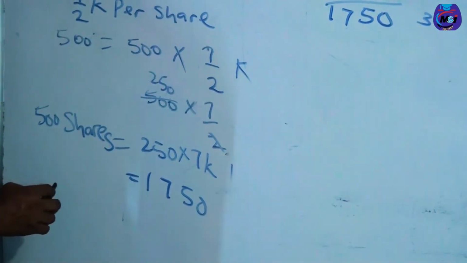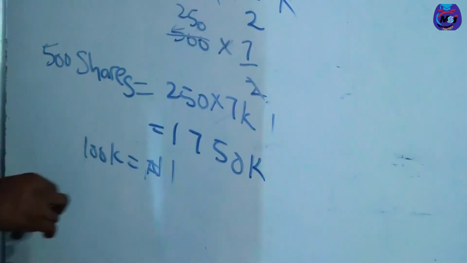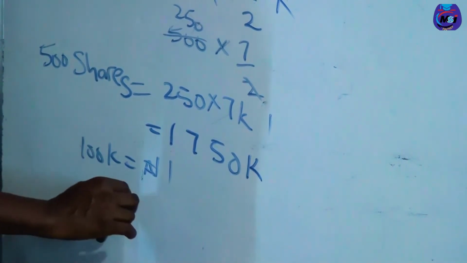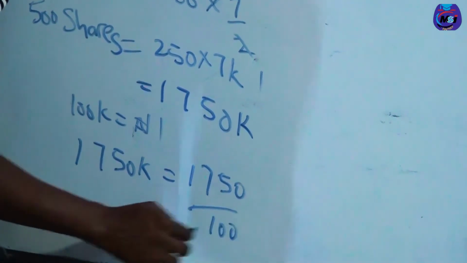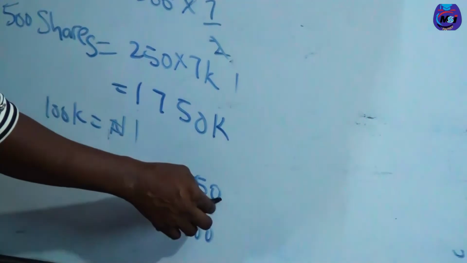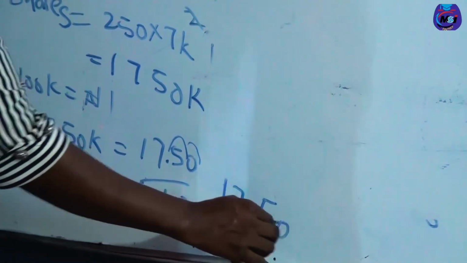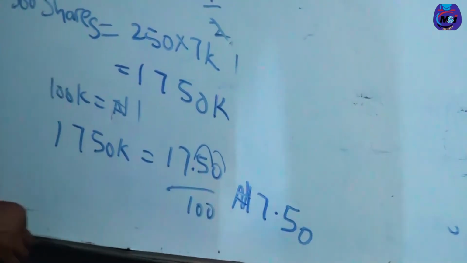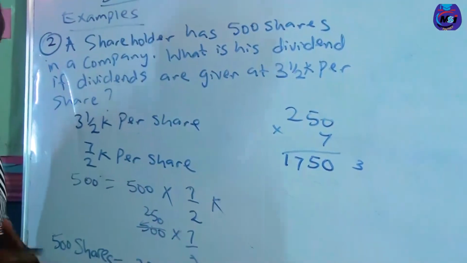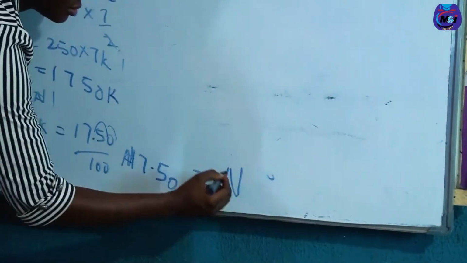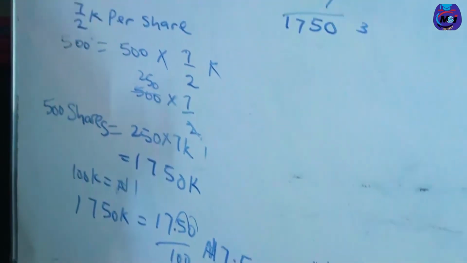1,750 kobo. Remember that 100 kobo is 1 naira. Therefore, 1,750 kobo would be equal to 1,750 divided by 100 to change it to naira. So I move twice. 1, 2. So I have 17.50 naira. That is 17 naira 50 kobo. So 17 naira 50 kobo will be my dividends. I hope you got that.